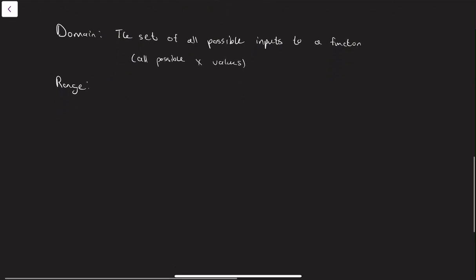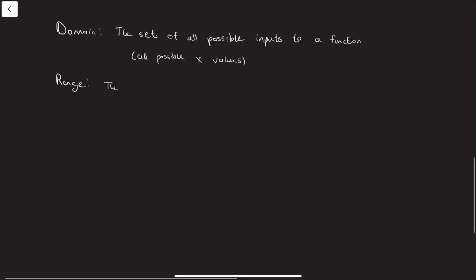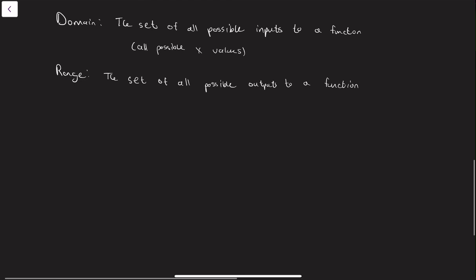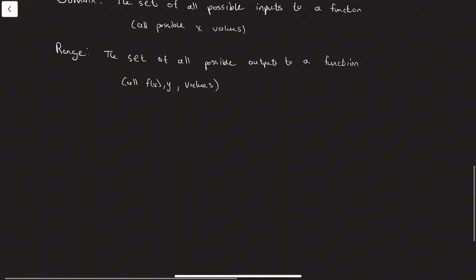And the range is, well, you guessed it, the set of all possible outputs to a function. So that meaning all f of x or y values. So let's look at an example quickly.